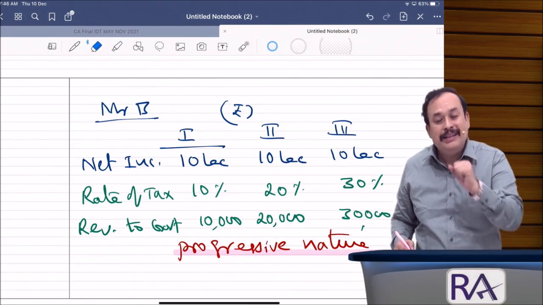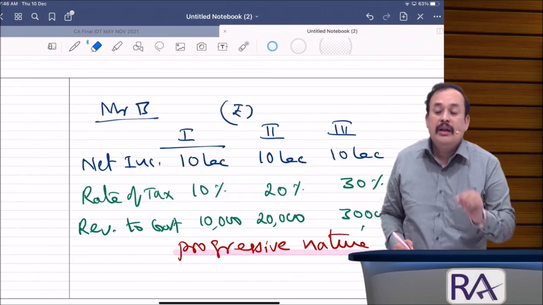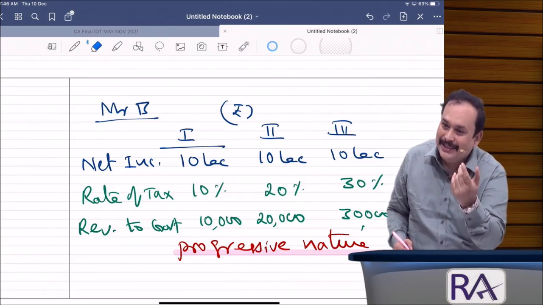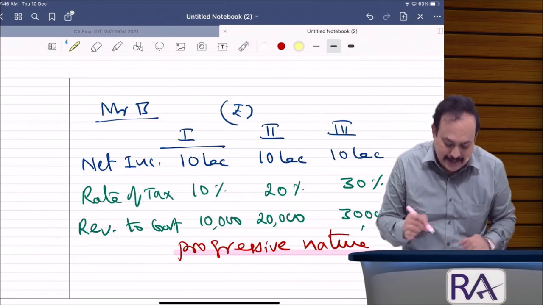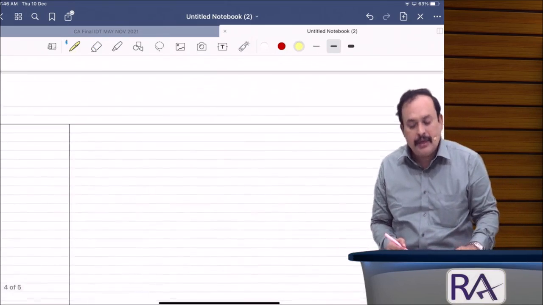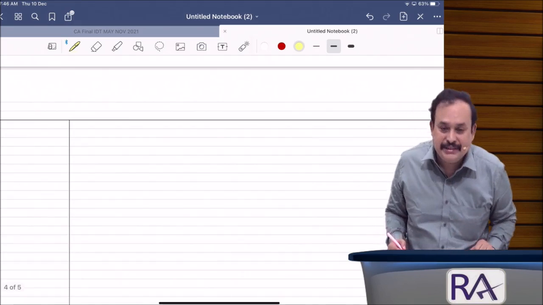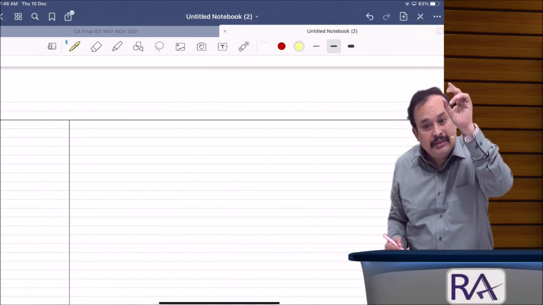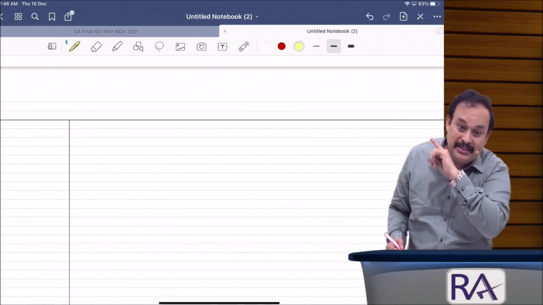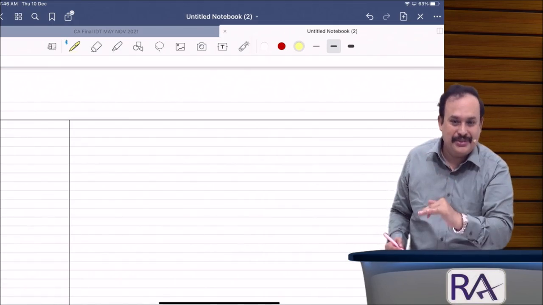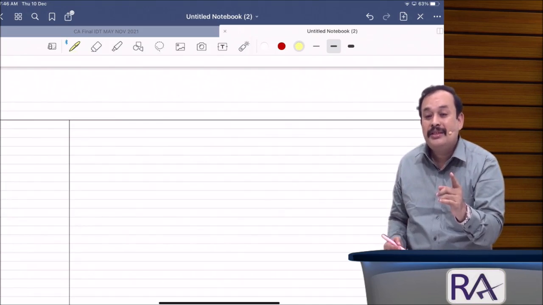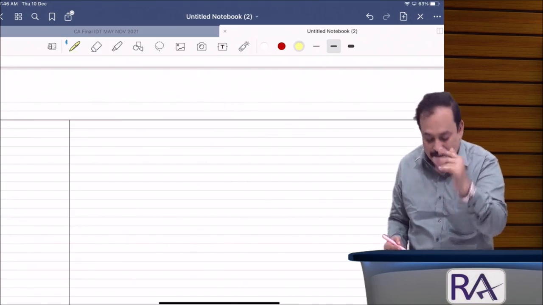Further, now I am bringing to your notice what you mean by regressive nature, which is from indirect taxes. Let us have a discussion on that. Sir, in the case of regressive nature, the rate of tax goes up and up, and the revenue to the government also reduces, not increases, reduces. It is called regression. How it takes place, I will tell you.